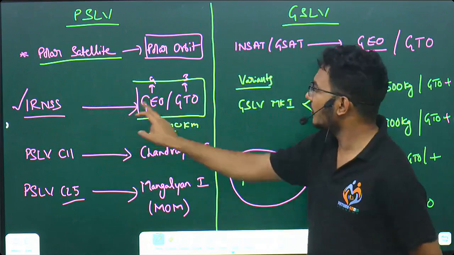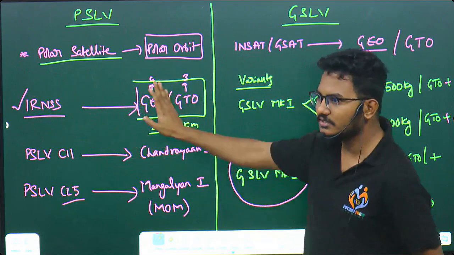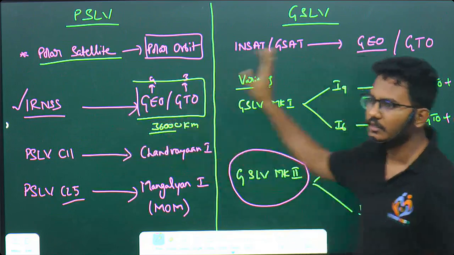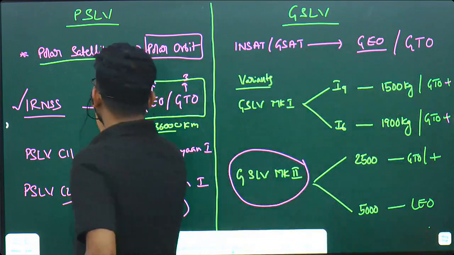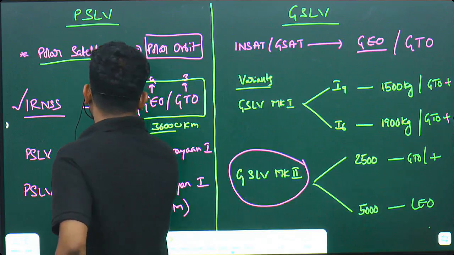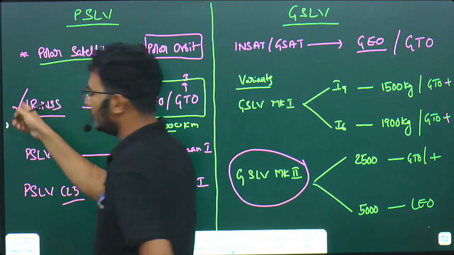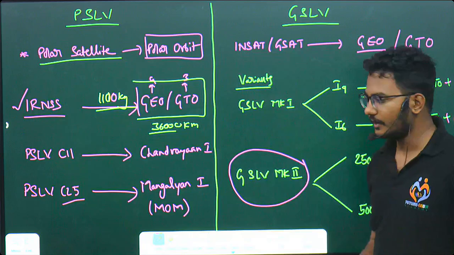But generally, to launch a satellite in GEO or GTO, what do we have to use? This one. But here the weight is quite less, 1100 kgs. So what we have used? PSLV. Okay. Now see.